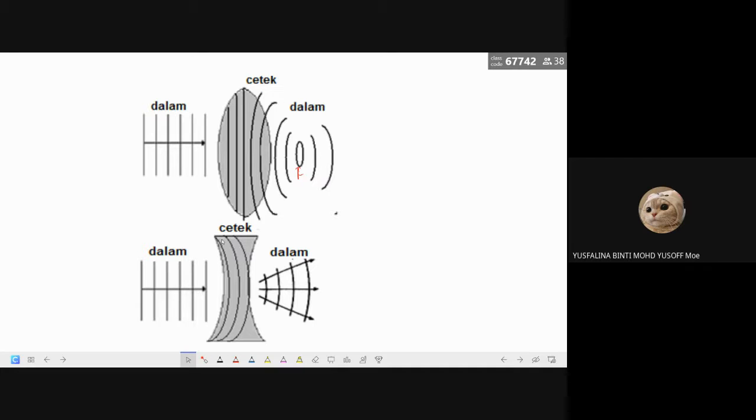But this one is a concave. Concave diverges, so it will spread the wave like that, following the shape of the concave lens. This one is curved like that, so the wavefront should also be curved. When the wave comes out from the convex lens, it will focus into one point. Later I will show you a video for the concave and the convex one.